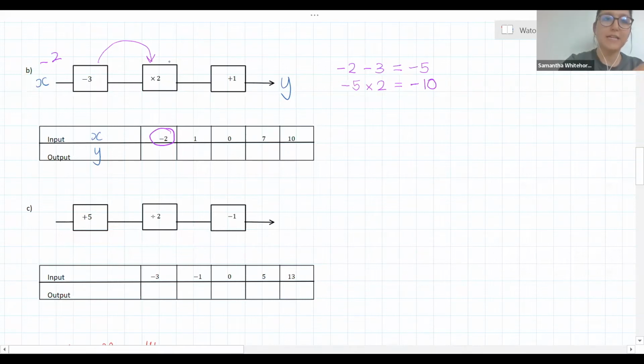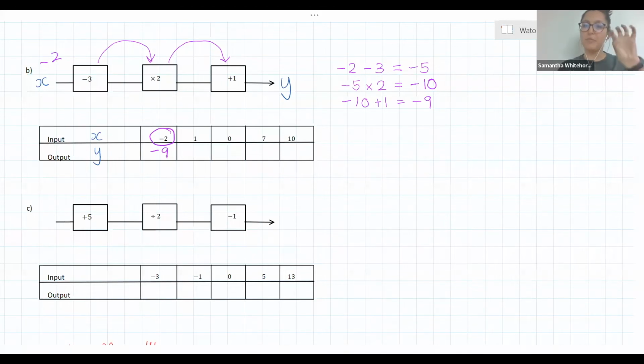And finally, I take that answer and I add 1. So I take -10 and I add 1. And so I end up with a final output of -9. And so by taking my input and performing the operations, we're getting our corresponding output.